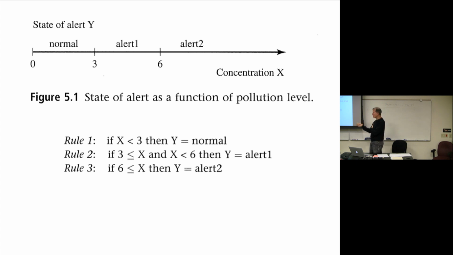And if you're within normal standards, then there is no alert. But if the pollution level gets between 3 and 6, if X is less than 3, then everything is safe. But if 3 is less than or equal to X and X is less than 6, then we want to have Y instantiated to alert 1. So that could be like your orange alert. And then if 6 is less than or equal to X, then we want to instantiate Y to alert 2, so that could be like your red alert. Red alert, don't go outside, pollution. Okay, so this is the function.